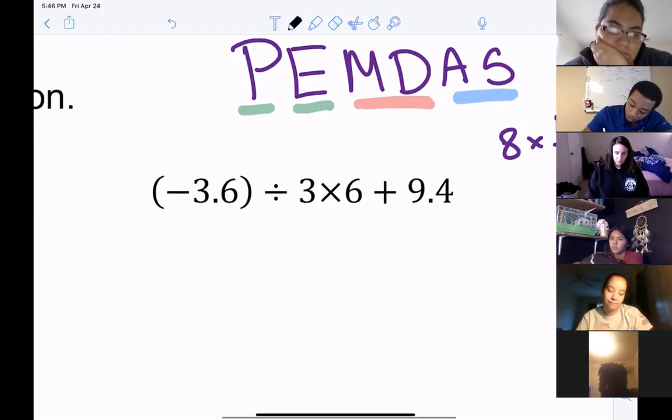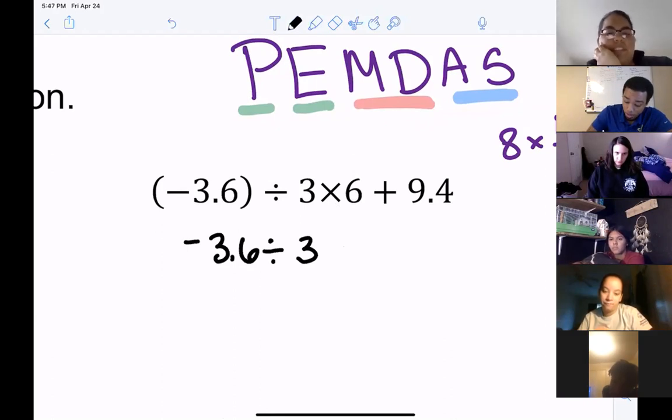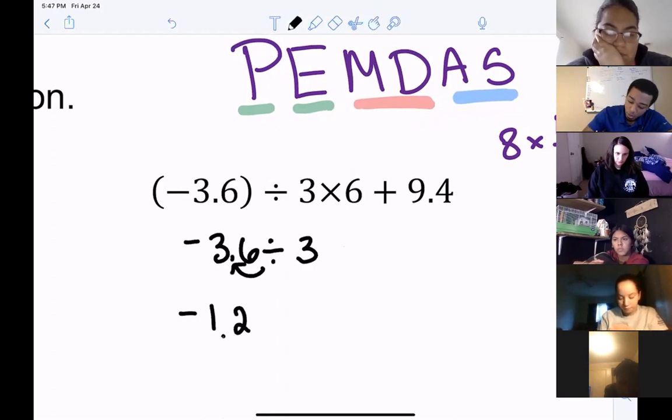I'm going to say, hey, negative 3.6 divided by 3. Everybody in your heads, what's that going to be? Negative 1.2. Yes. 3.6 divided by 3, you can think about that as 36 divided by 3, which is 12, but there's a decimal, so you bring it back. So it's negative 1.2. So now let's think about the rest of the problem here, where we multiply by 6 and add 9.4.